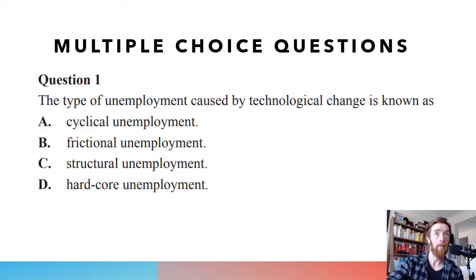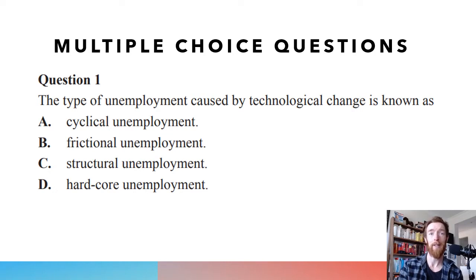Question 1 from, I believe, 2017. I think we might have skipped a year because they didn't ask much about unemployment in 2018. But the type of unemployment caused by technological change is known as. So we've got 4 of the types of unemployment here. We've got cyclical, frictional, structural, and hardcore unemployment.